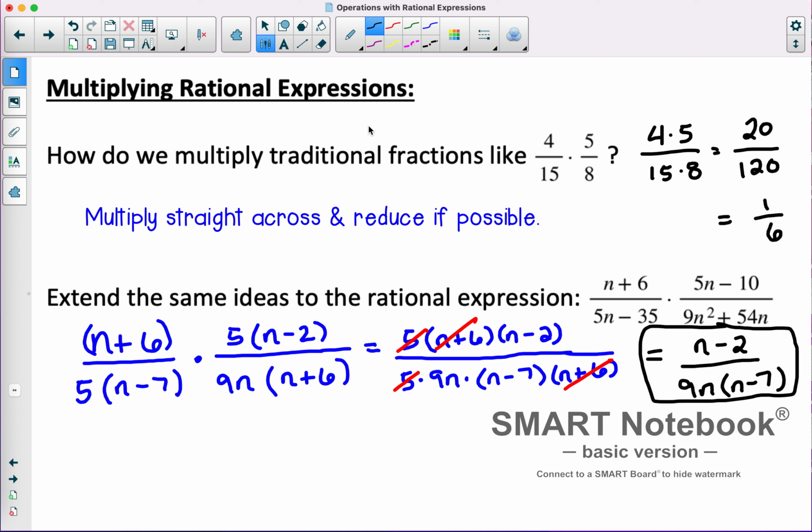Now you can go ahead and find those common factors before you just multiply straight across. So I could have noticed that there's a common factor of 5 in the numerators, and there's a common factor of n plus 6 in the numerators. So when I multiply straight across, we just have n minus 2 on top, and on bottom, n minus 7 times 9n. And that gives me the same expression that we ended up with.